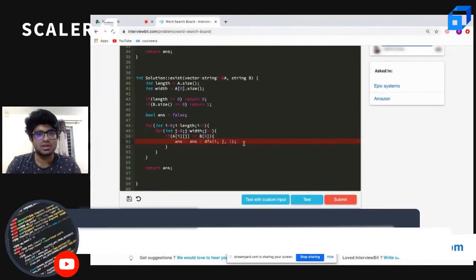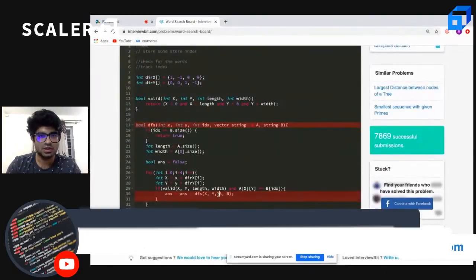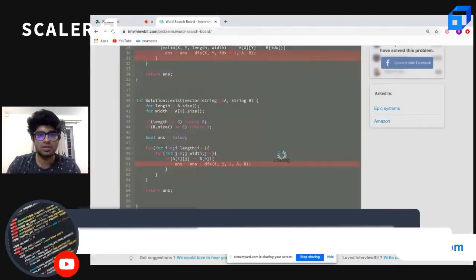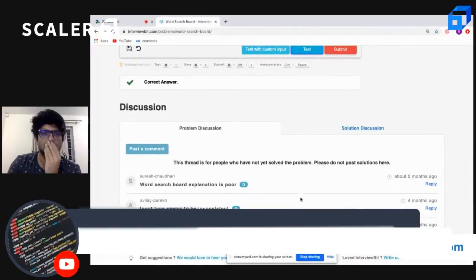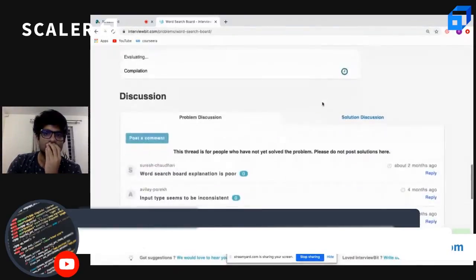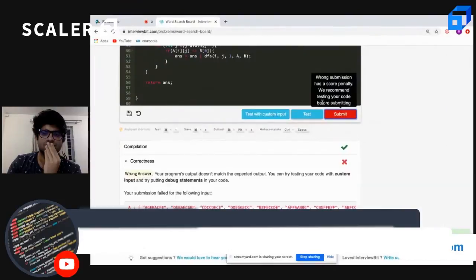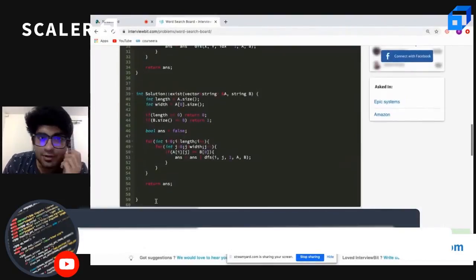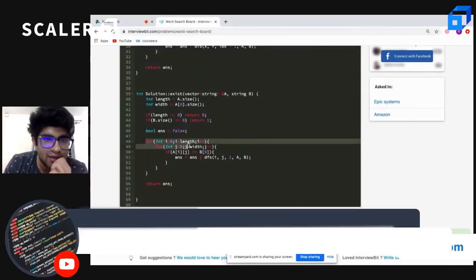It should be A as well as B that I need to pass. And I need to pass the x plus 1 as well. Nice. Let's submit the code now. Why are we getting an error? Have I missed anything? Tracking every possible position as a starting position, and we are checking if that is the first character. We are moving, applying the DFS.